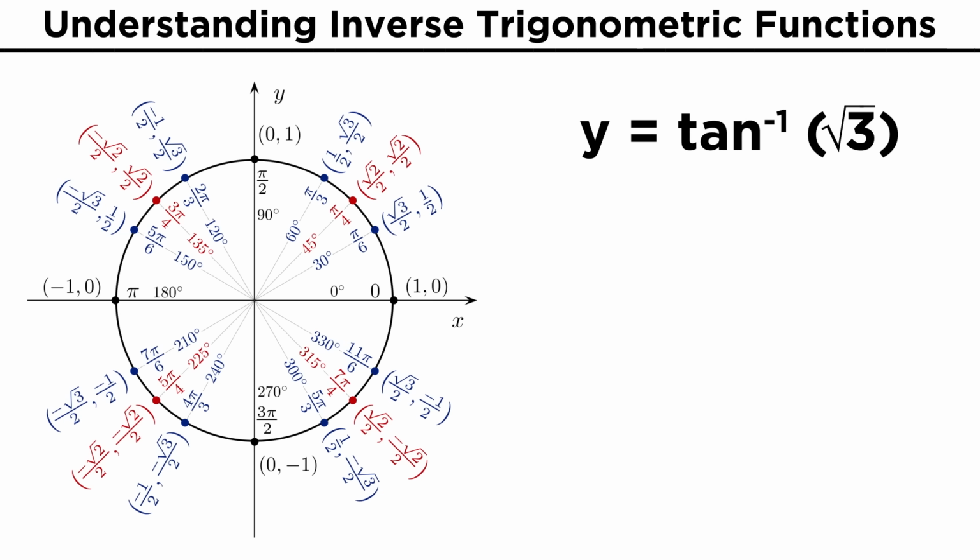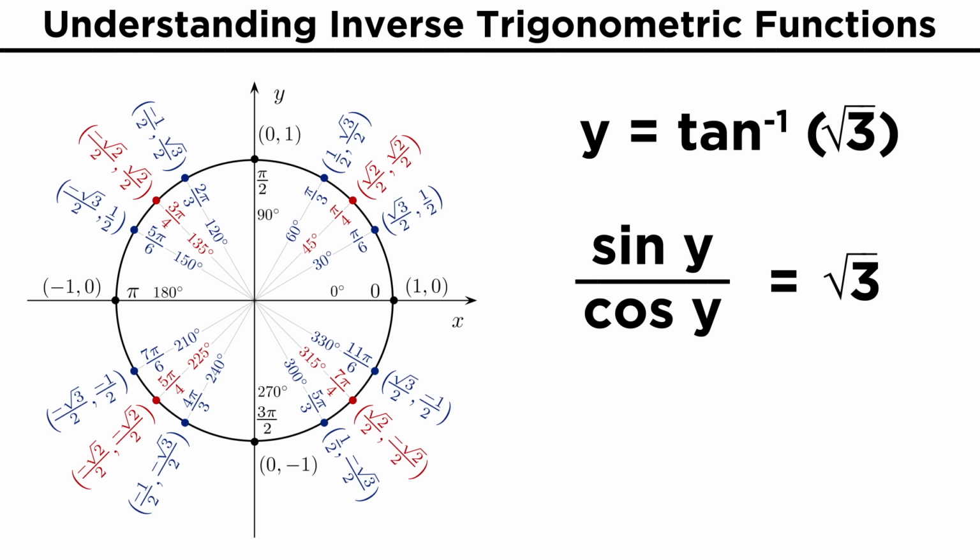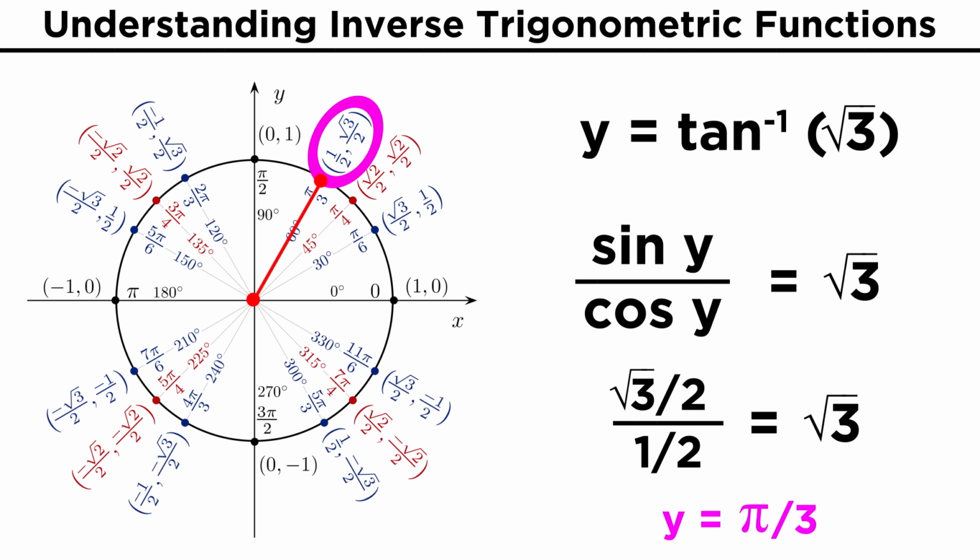These are trickier to evaluate in your head, but sometimes we can do it, like the inverse tangent of root 3. We might realize that the angle that produces a tangent of root 3 must have a sine value over a cosine value that equals root 3. And of the common angles, that must be a third pi, since root 3 over 2 divided by 1/2 is the same as root 3 over 2 times 2, which equals root 3.